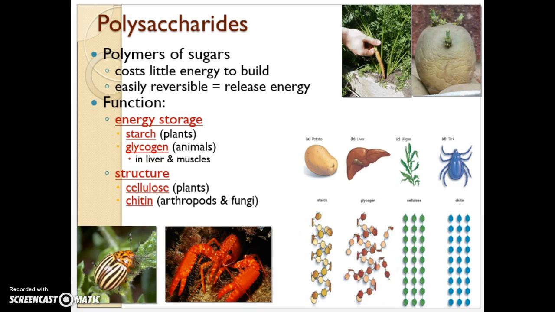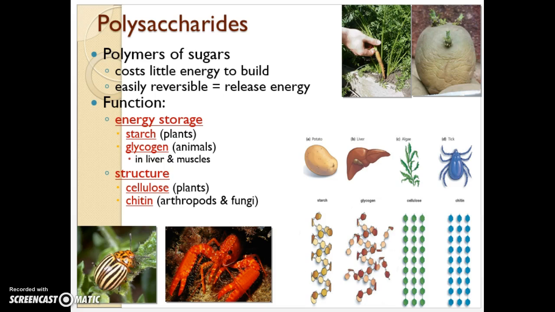And then those two categories break down into two other categories. So there are two types of energy storage molecules. There's starch, which we find in plants, and glycogen, which is found in animals, and particularly in the liver and muscles of animals. So those are the two types of energy storage polysaccharides.